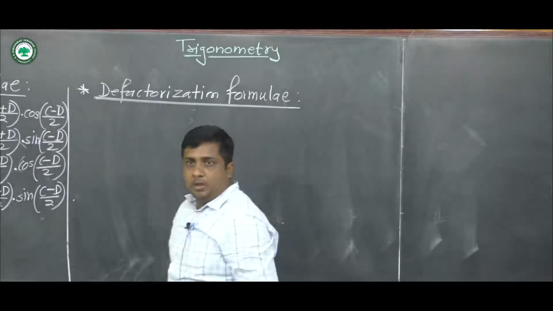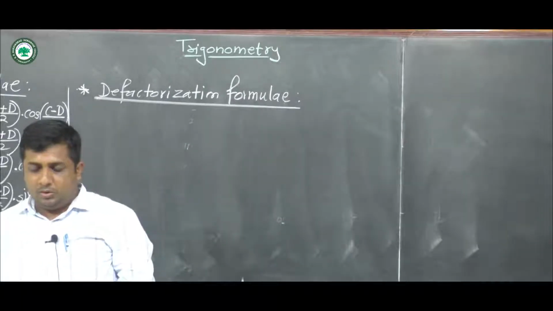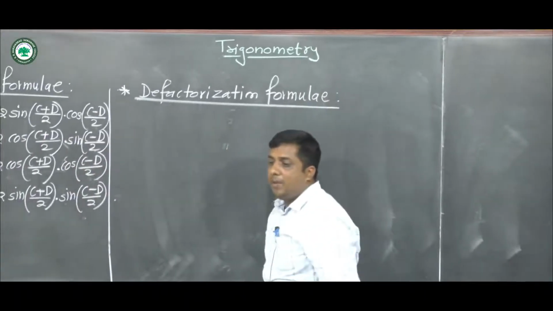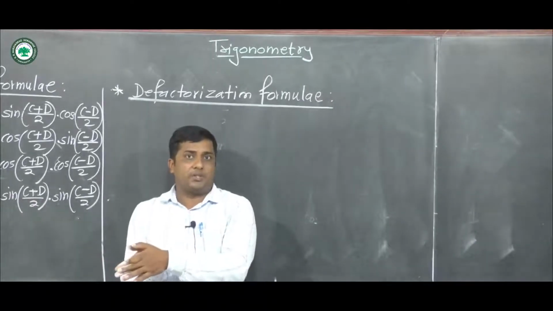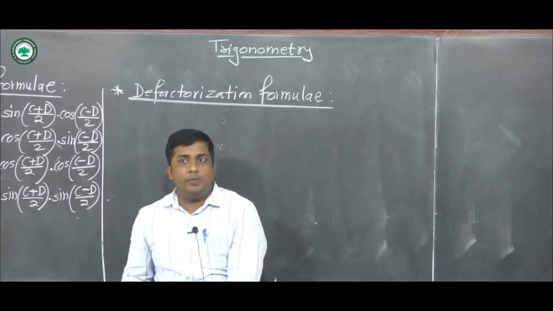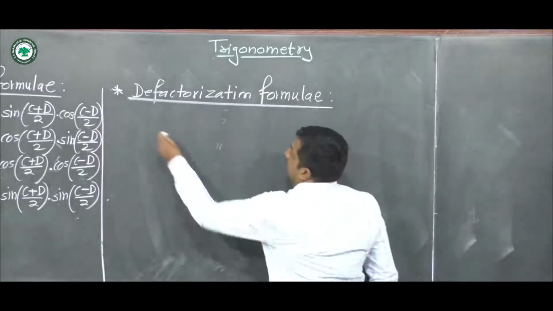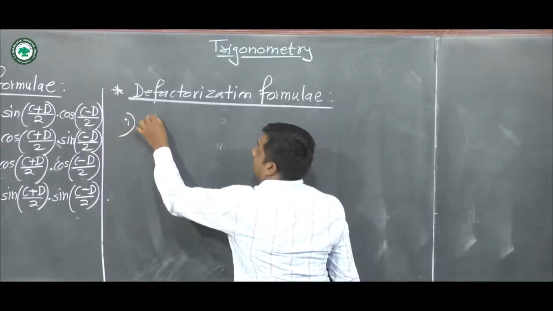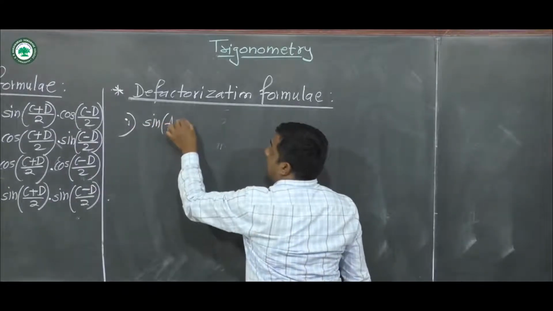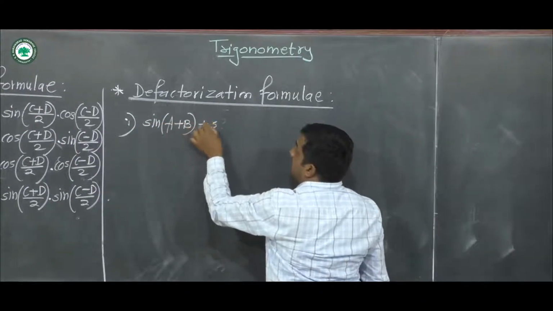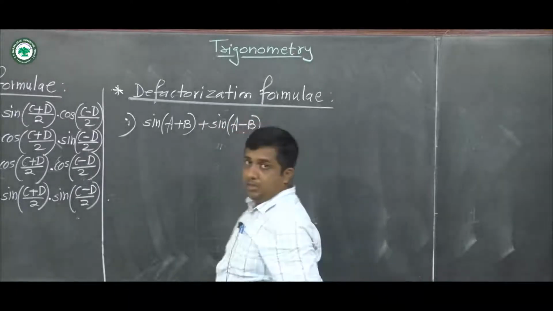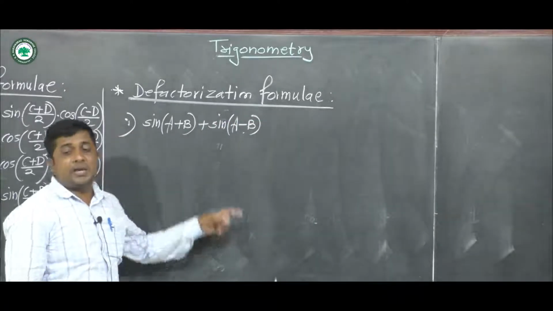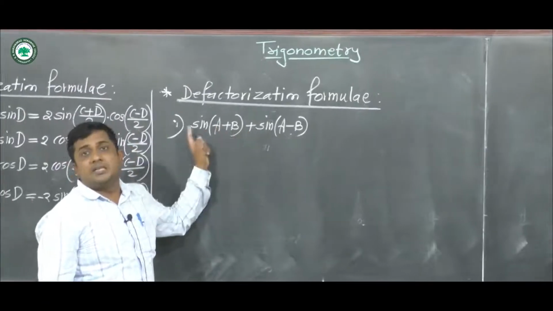Okay. Here for the factorization, we consider sine of A plus B. Again, we consider the compound angles A plus B and A minus B. Using these two, we define this formula. Here in the first, we consider sin(A+B) plus sin(A-B). Remember, here both the signs are given.